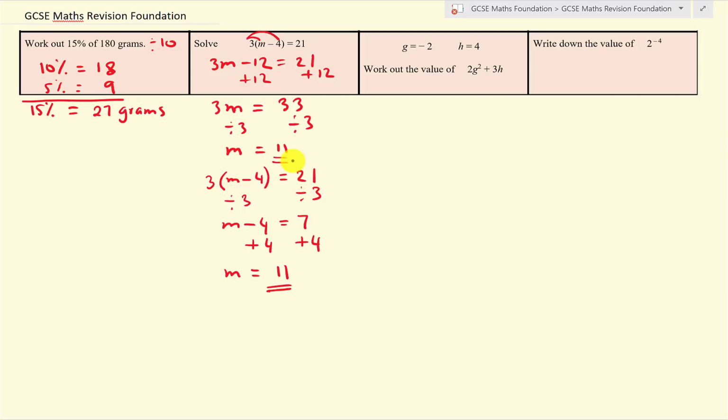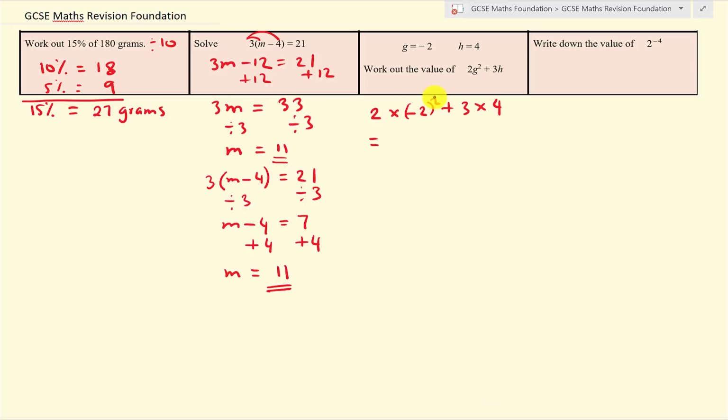Next, substitution. Work out the value of 2g squared plus 3h. Now when you get a question like this, always write out the substituted values into the expression. So we have 2g squared, so it'll be 2 times g, which is minus 2, squared, plus 3 times h, which is 4, 3 times 4.